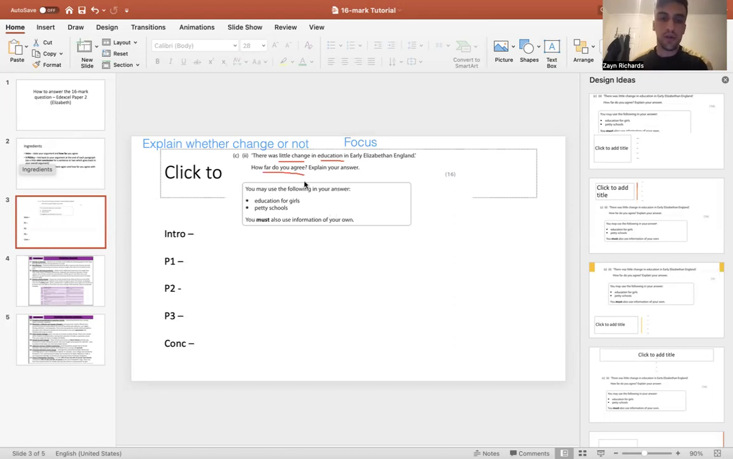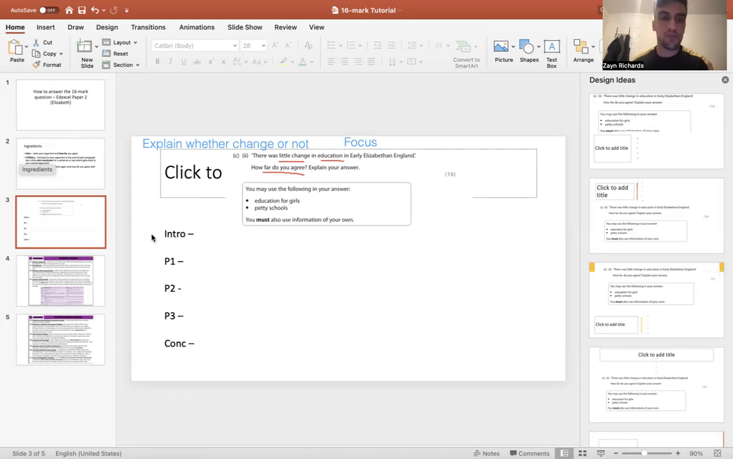Now, like I said, you don't have to use the stimulus points. And in fact, if you don't go beyond the stimulus points, you are limited in terms of your marks. So we could mention education for girls or petty schools. I'm going to mention education for girls. I probably won't really mention petty schools.